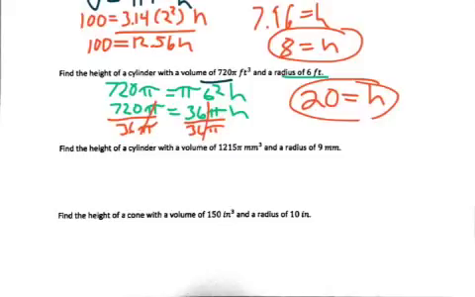If you want, you can try the next two on your own and check your work with what I have. So go ahead and do that. You can hit pause if you want. Just make sure this one is a cylinder, that one is a cone. Cylinder, cone. Okay, go ahead and hit pause.